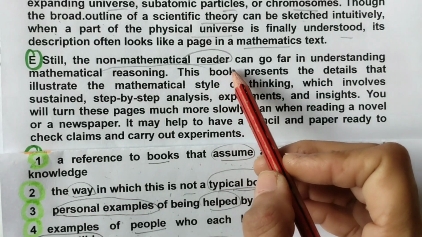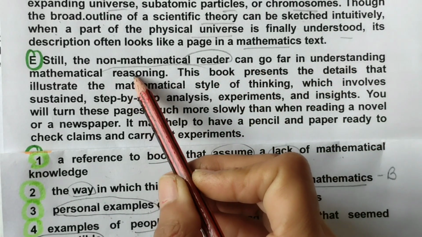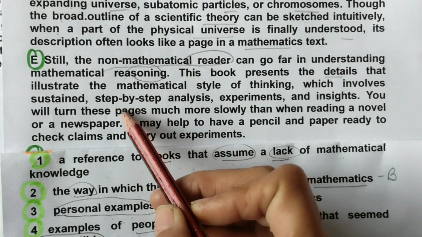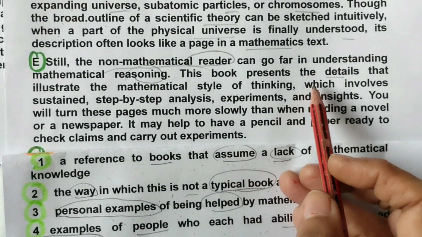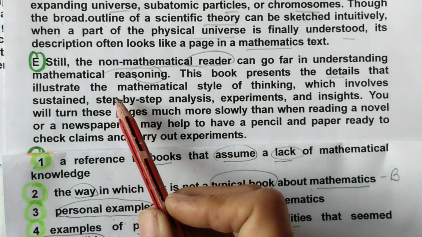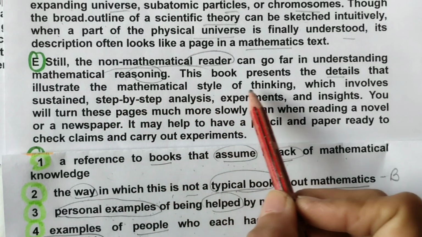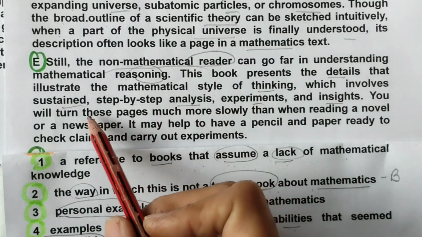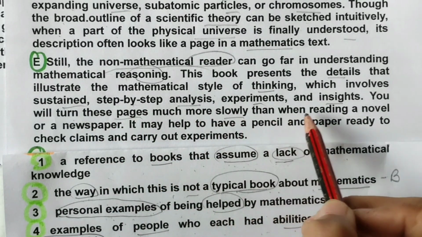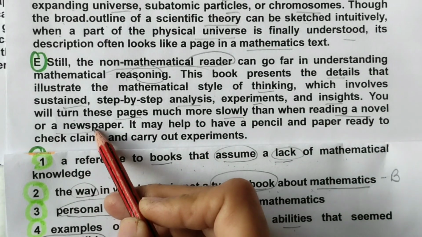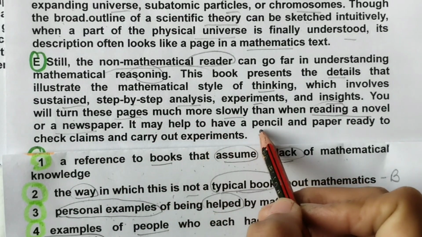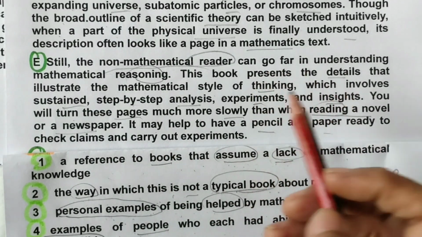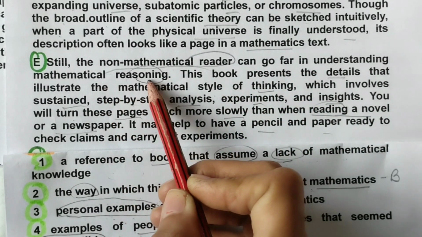Since non-mathematical readers can go far in understanding mathematical reasoning, this book presents the details that illustrate the mathematical style of thinking, which involves sustained step-by-step analysis, experiments and insight. You will turn these pages much more slowly than when reading a novel or newspaper. So again, reading is also there. It may help to have a pencil and paper ready to check claims and carry out experiments. Can go far in understanding mathematical reasoning.